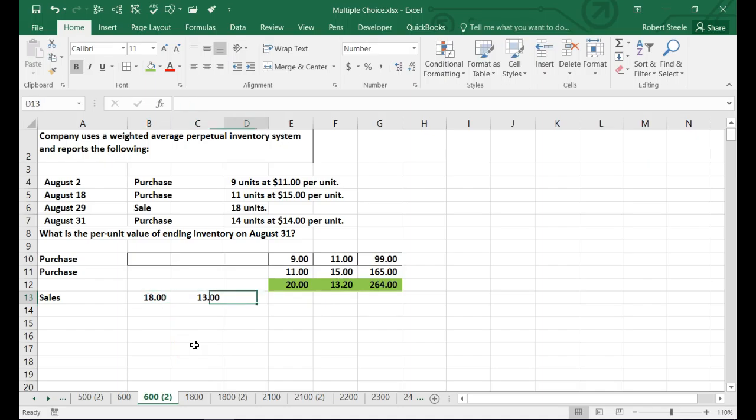So it's not the 11, it's not the 15, it's the 1320. I don't know why I can't put that in there. And then if we multiply that out, then the cost of sales is this times this. Now, we don't have the sales price. They didn't even give us that.